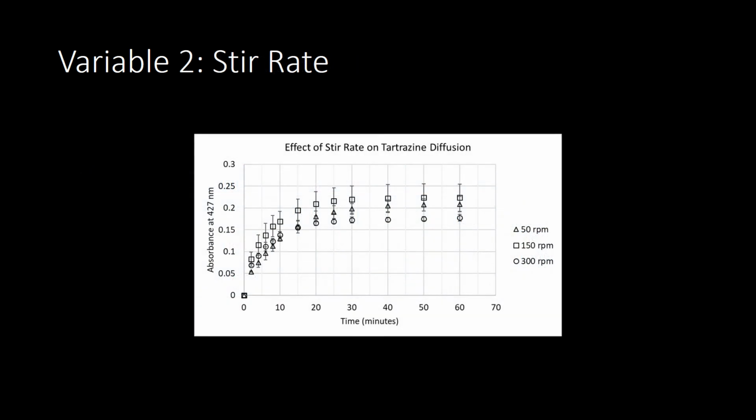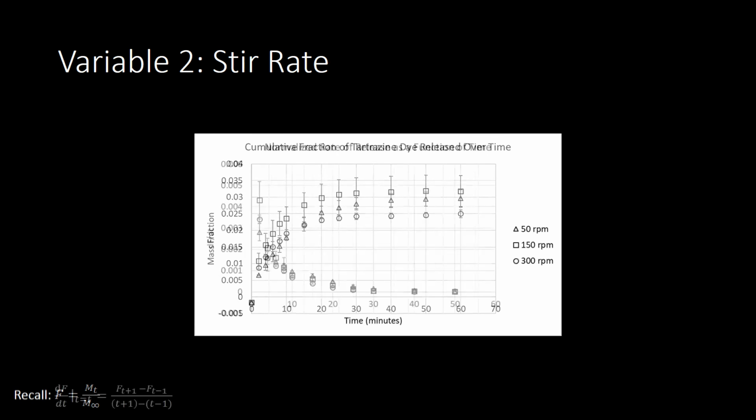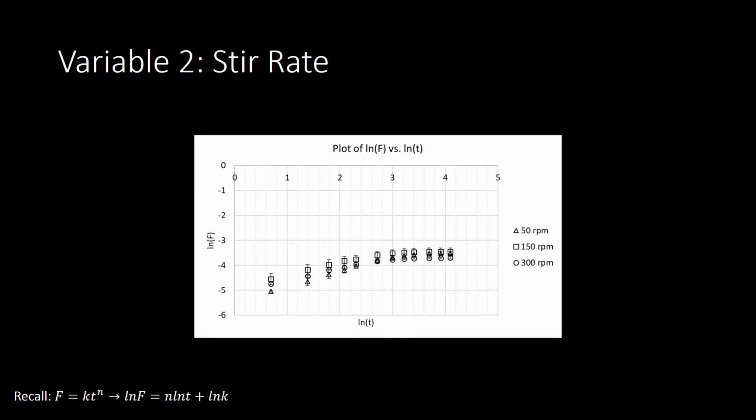The second manipulated variable was stir rate. After plotting absorbance versus time for each experimental group, the same methods of analysis were used for this variable. The cumulative fraction of tartrazine release was plotted as a function of time, and the normalized rate of tartrazine release at each time point was also plotted. Finally, the plot of the natural log of f versus the natural log of time was used to determine the n and k parameters.